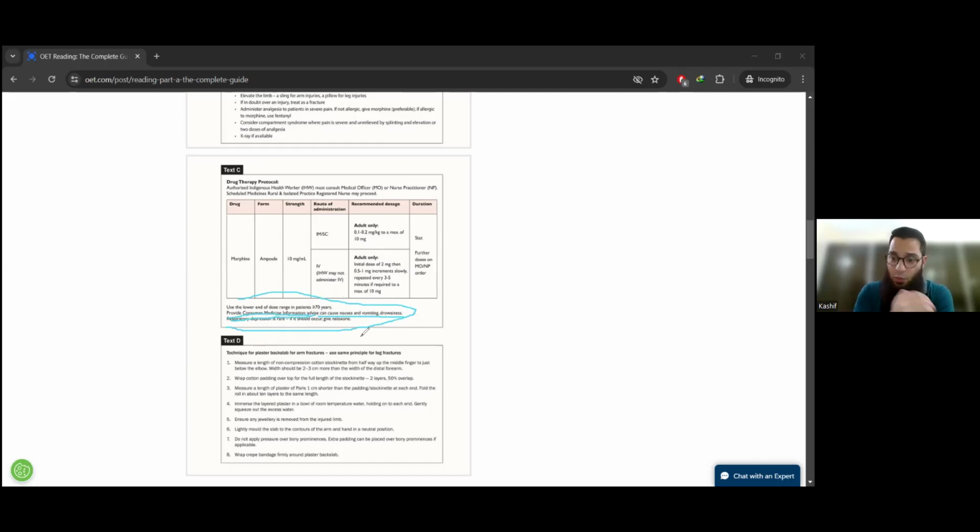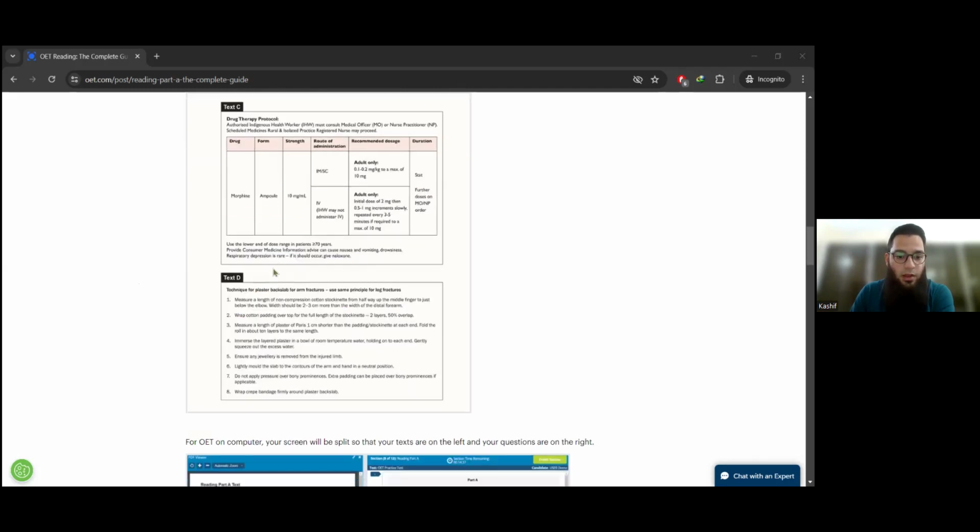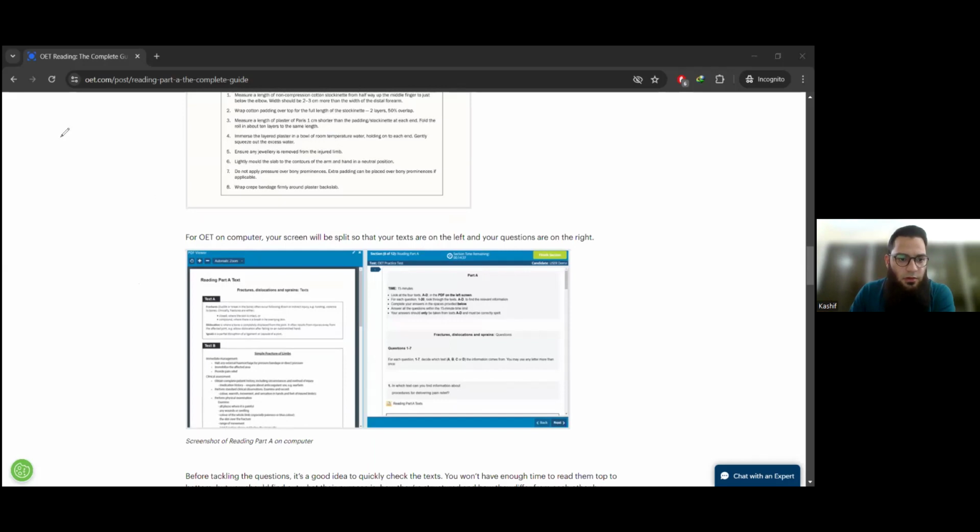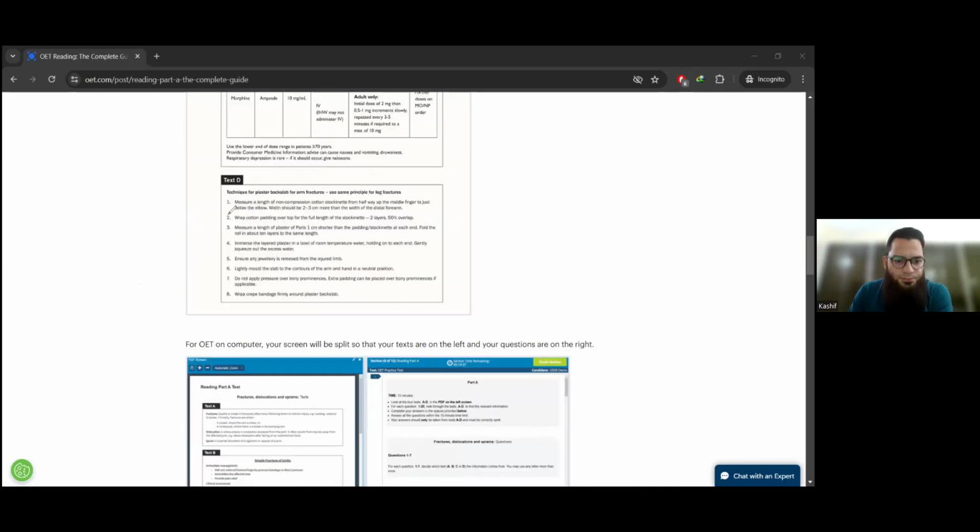But if there is a question in the below section asking what are some side effects of morphine, then we will say, oh, there are no side effects written in this table, and we will just go through all of these texts, and we will waste our time. But here it is written that it can cause nausea, vomiting, and drowsiness. So please always make sure, do not ignore the bottom of the table. Last is what is written here: techniques for plaster backslab for arm fractures use the same principle for leg fractures. Anyway, just ignore it. I think I have taken this sample as well.